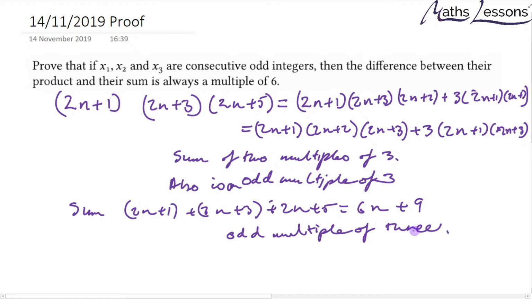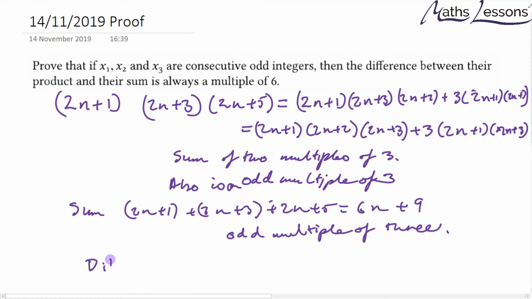Now we know it's an odd multiple of 3 because 6 times n is even, because that's a factor of 2 there. And we know this is a multiple of 3. Because this is even and we're adding on an odd, we get an odd number. And because 3 is a factor of it, we know it's an odd multiple of 3.